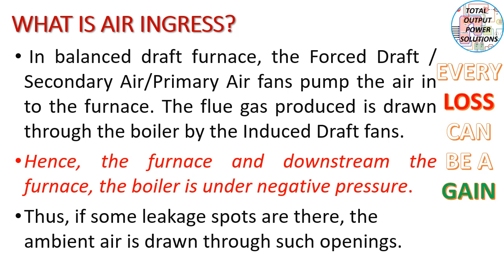In a balanced draft furnace, the forced draft, secondary air and primary air fans pump the air into the furnace. The flue gas produced is drawn through the boiler by the induced draft fans. Hence, the furnace and the boiler downstream of the furnace are under negative pressure. Thus, if there are leakage spots, the ambient air is drawn in through such openings.